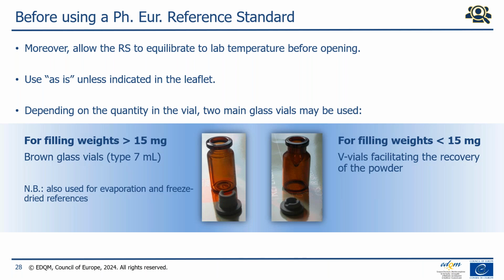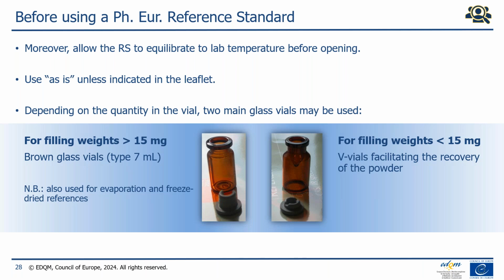You also need to allow the reference standard to equilibrate to the lab temperature before opening it. That's to avoid condensation issues, and this is especially important in humid climates. You also need to use the standard as is, meaning without desiccating it or drying it, unless it's specifically written in the leaflet. And we provide different types of vial.